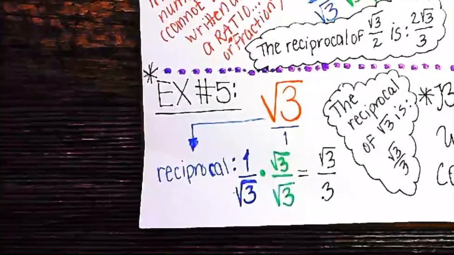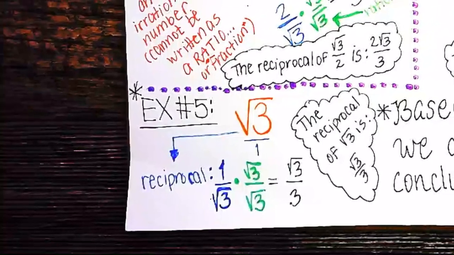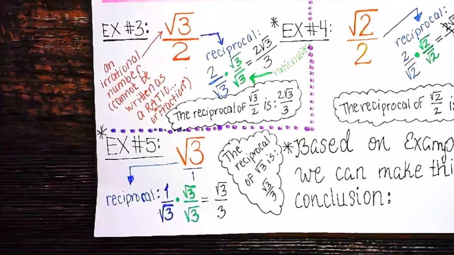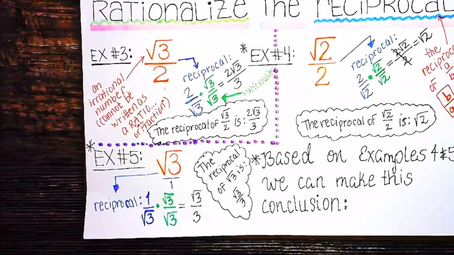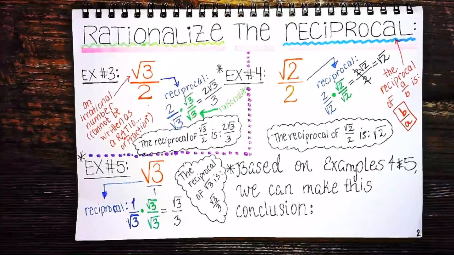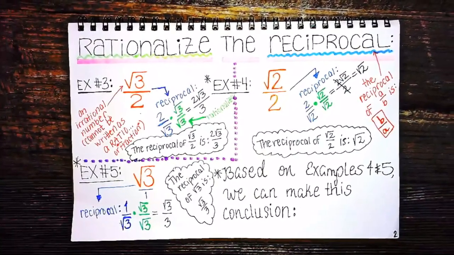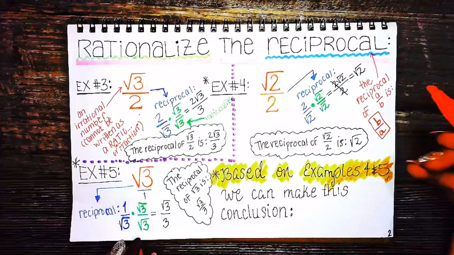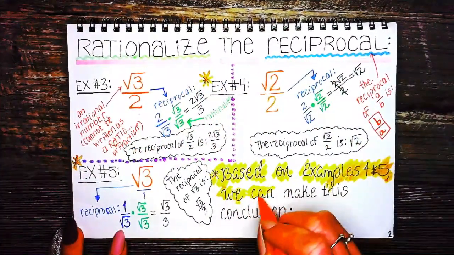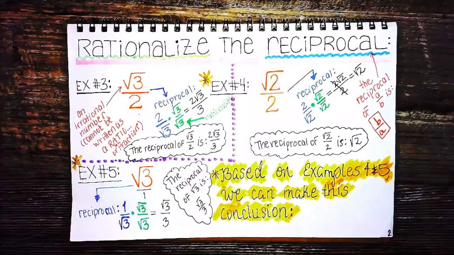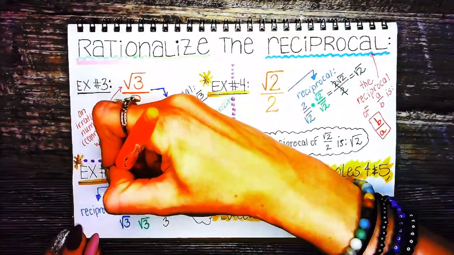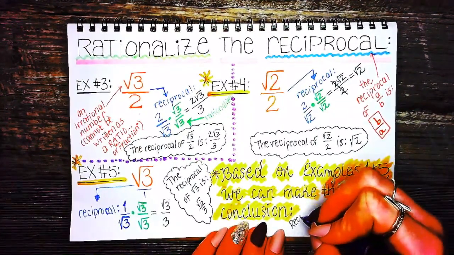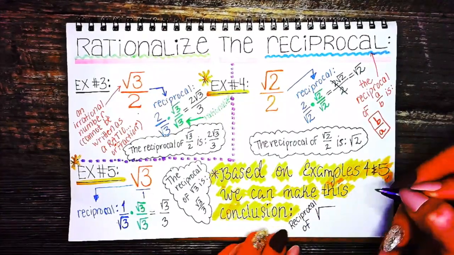Let's take a minute to think about examples 4 and 5 and see if we can come up with any conclusions. Take 15 seconds to look at them, look at the answers, and look how they're set up. And I'll show you what conclusion we should have all come to at the end of those 15 seconds. All right, the conclusion you should have come to is the reciprocal of radical anything.